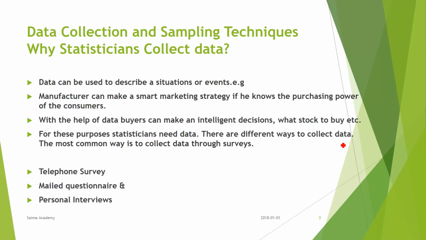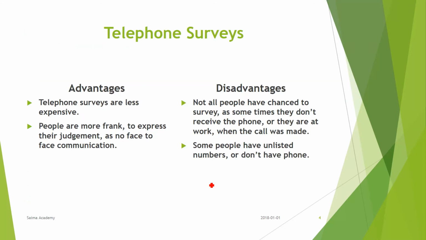There are different ways to collect data. The most common way is to collect data through surveys, right? So now we will discuss the different types of surveys. There are three ways to collect data. First is the telephone survey, second is the mail questionnaire, and third is the personal interview. One by one we will discuss how to collect data.